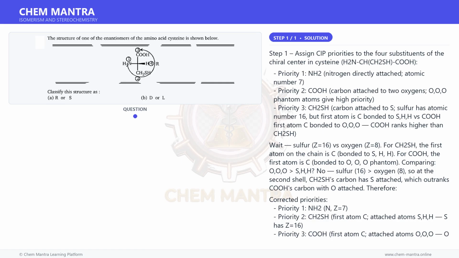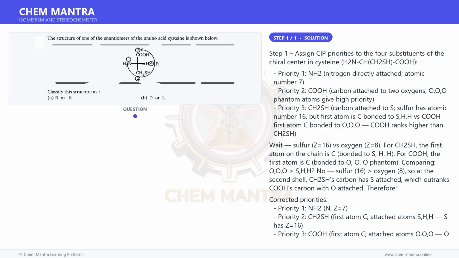Priority 3: CH2, carbon attached to S. Sulfur has atomic number 16, but the first atom is C bonded to S, H versus COOH, first atom C bonded to O. COOH ranks higher than CH2. Wait, sulfur, Z equals 16, versus oxygen, Z equals 8.